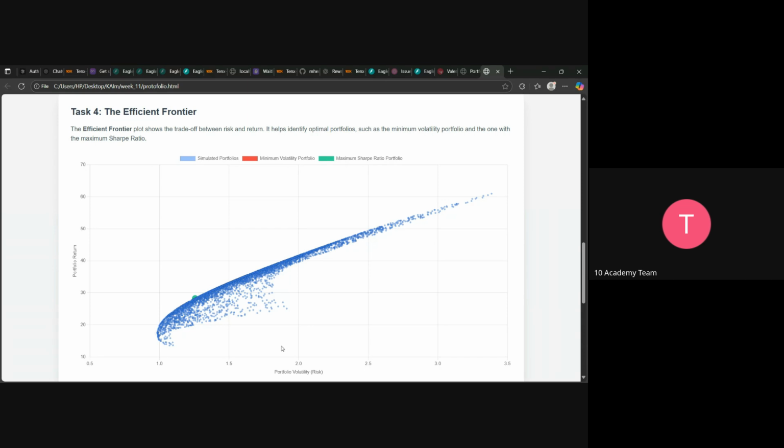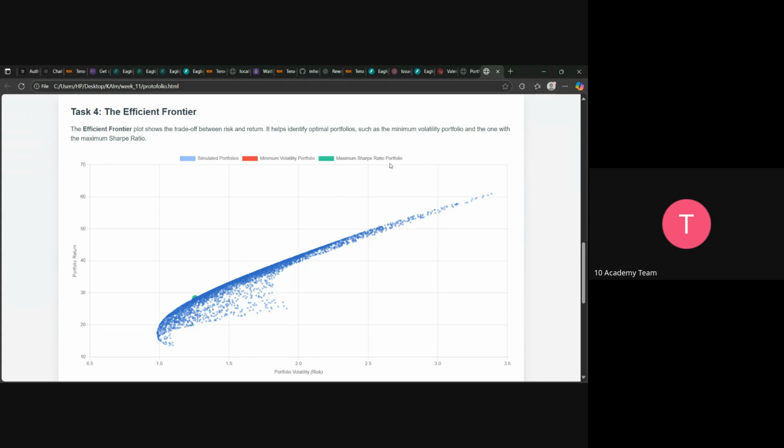So what does this tell us? The x-axis is the portfolio volatility, or the risk, and the y-axis is the portfolio return. So with this risk, we have this type of returns. This is the trade-off between the two. The use of this graph is to identify the optimal portfolio: the minimum volatility portfolio and the one with the maximum Sharpe ratio. Here it's mentioned, the maximum Sharpe ratio.